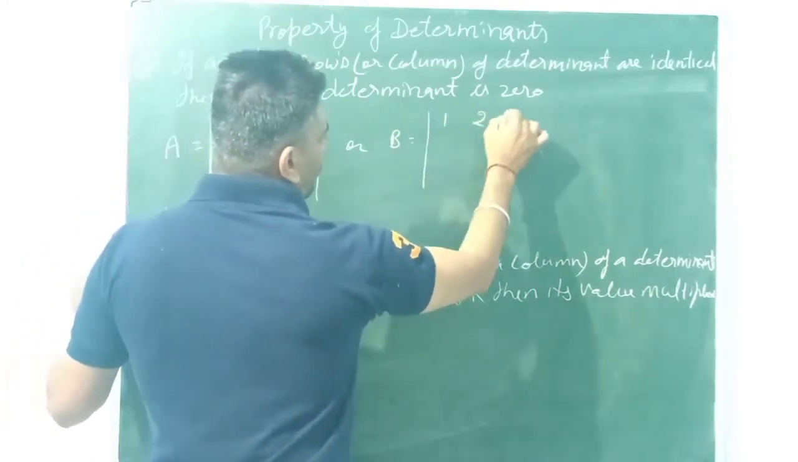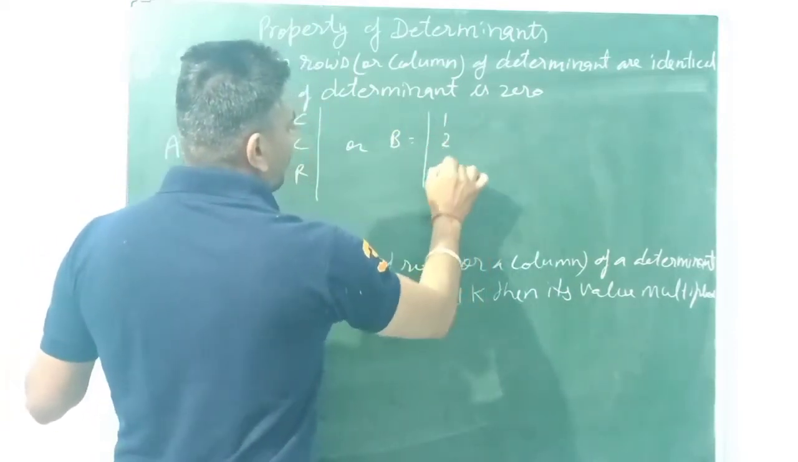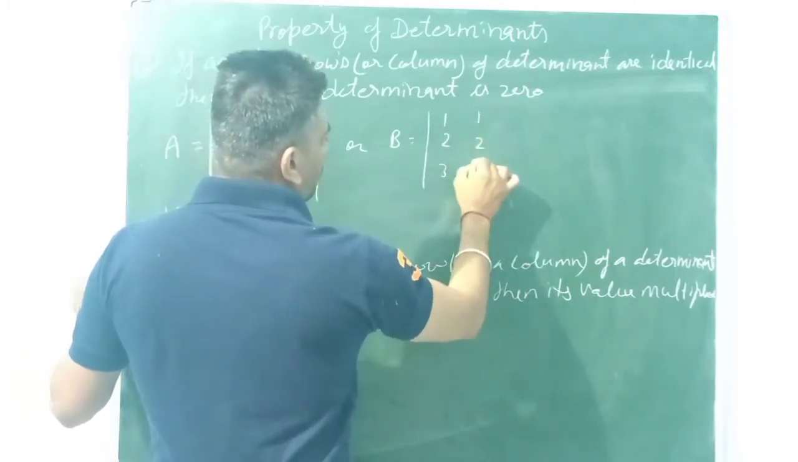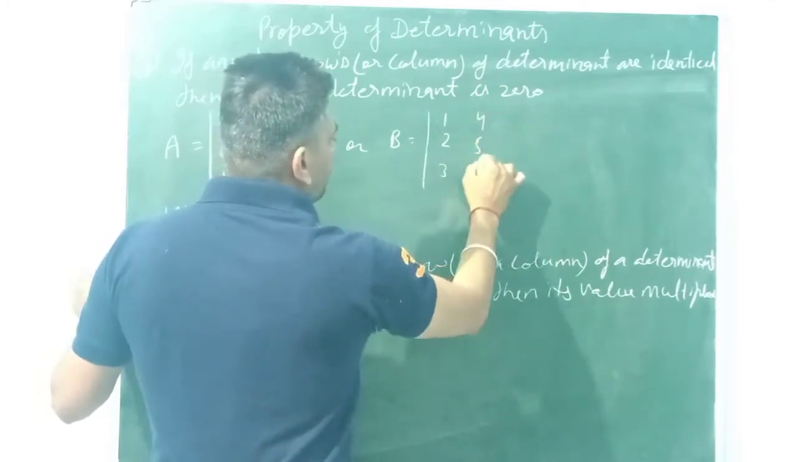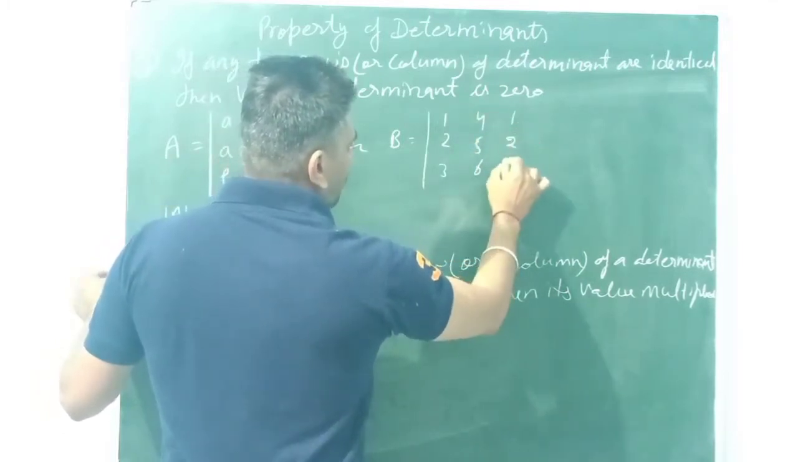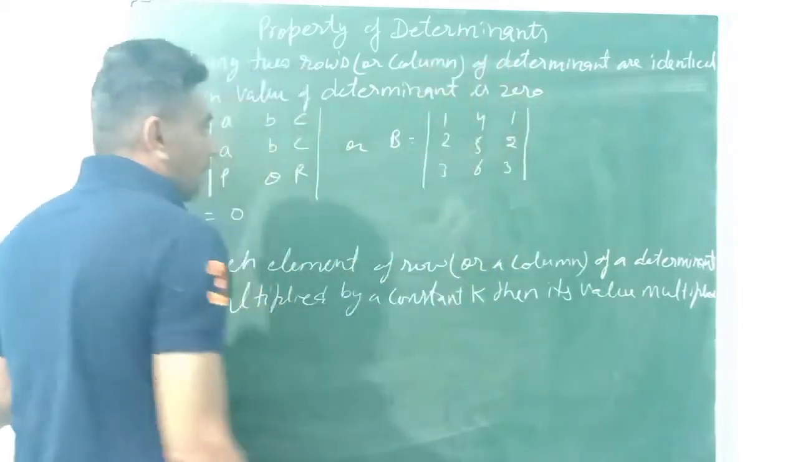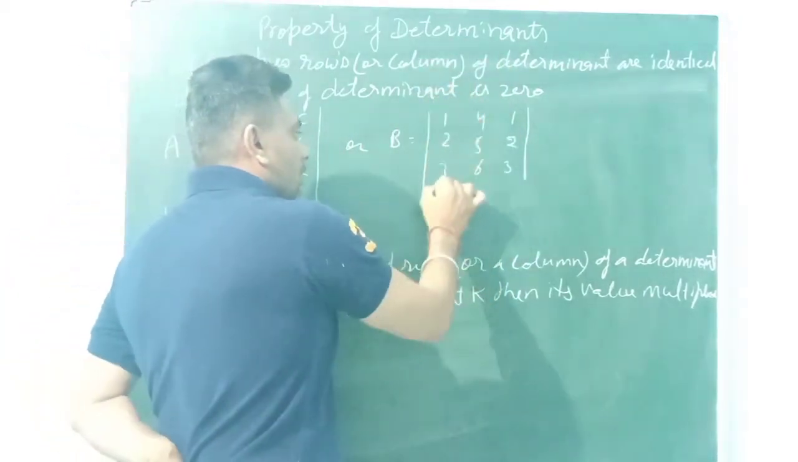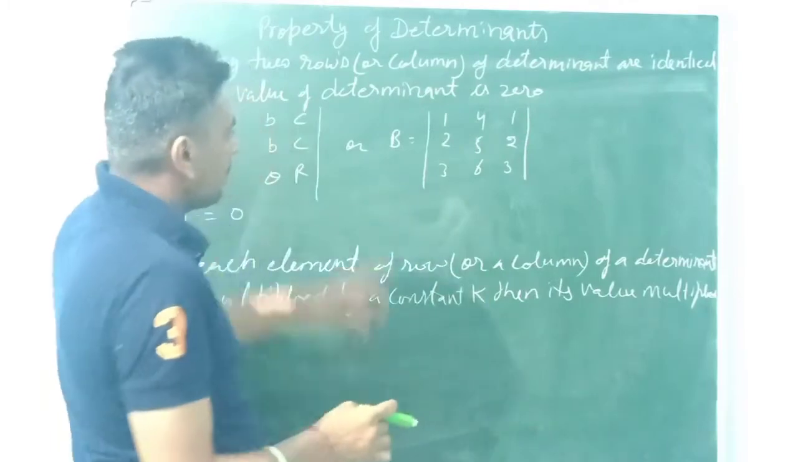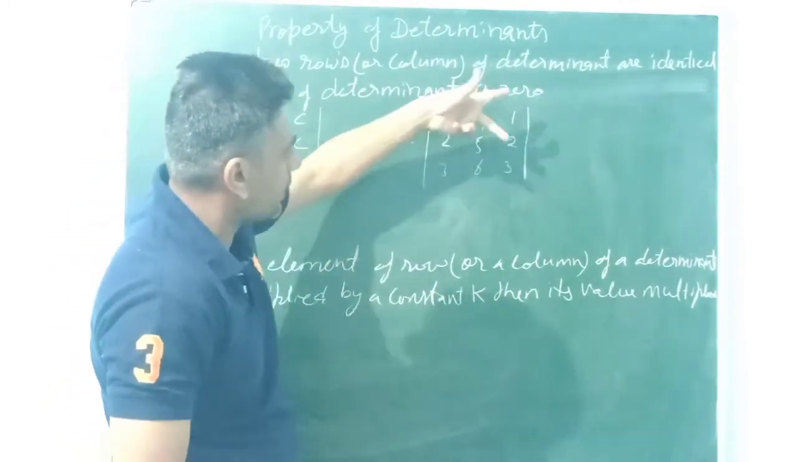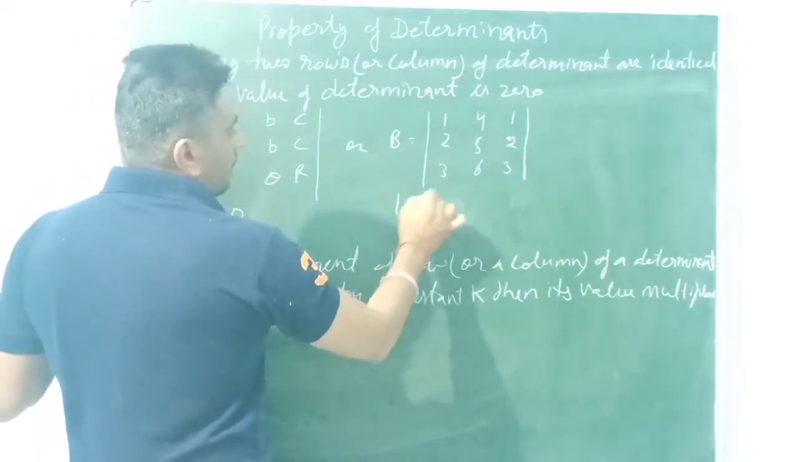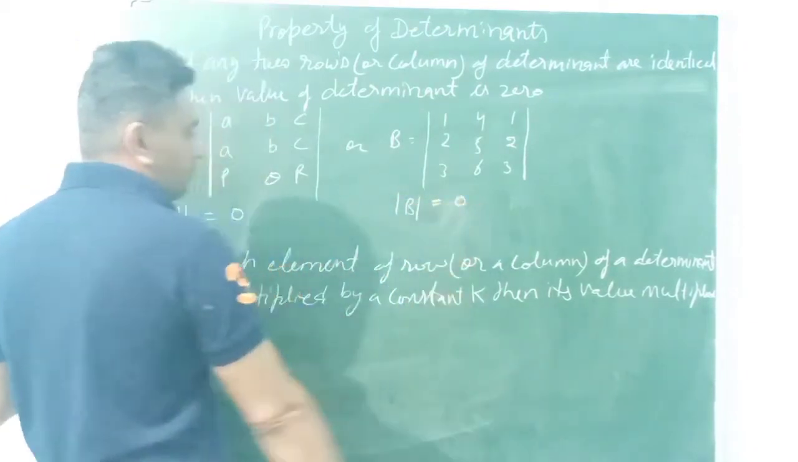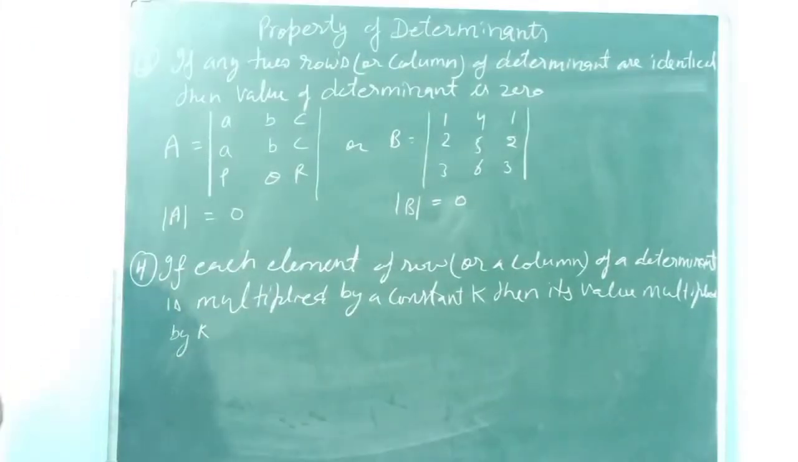Another example: 1, 2, 3; 4, 5, 6; 1, 2, 3. Here column 1 and column 3 are identical, meaning every element of this column is equal to every element of that column. Then the value of this determinant becomes 0. We don't need to find its product. Now move to property number 4.